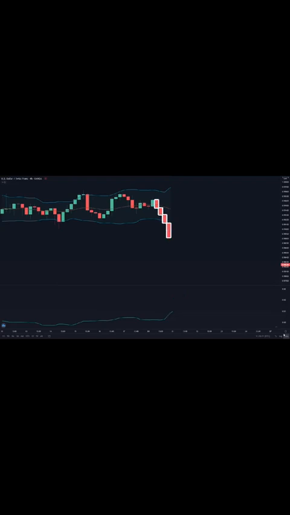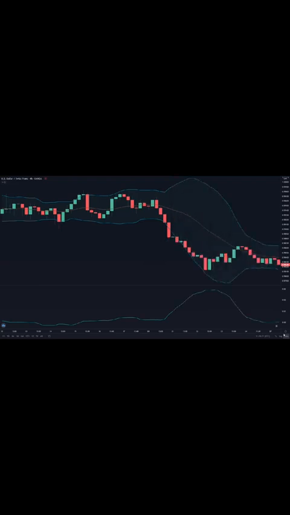Next, we can see that 4 red candles were formed. One of them closed outside the lower bands. So based on the price action, the breakout is more likely going to happen to the downside. So this is a good opportunity to take a sell position.